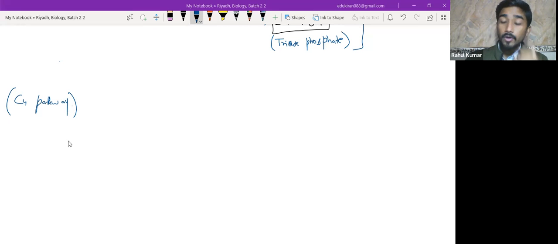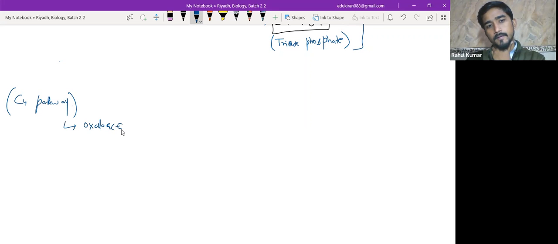Now the point is, you all know by definition, also write down, in the C4 pathway, it's called a C4 pathway because the first stable product of CO2 fixation is a 4-carbon molecule, C4 molecule called OAA, oxaloacetic acid. Is it clear?